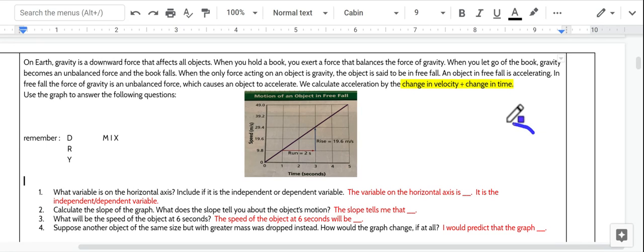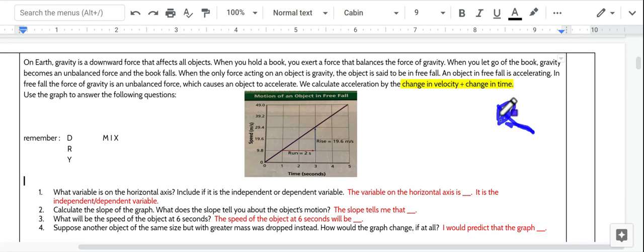Now I'm going to stop you right there. When we talk about unbalanced versus balanced, balanced forces equal no movement. So unbalanced is what this is talking about. It says which causes the object to accelerate. We calculate acceleration by, and that's going to be right there. This is the formula, okay?